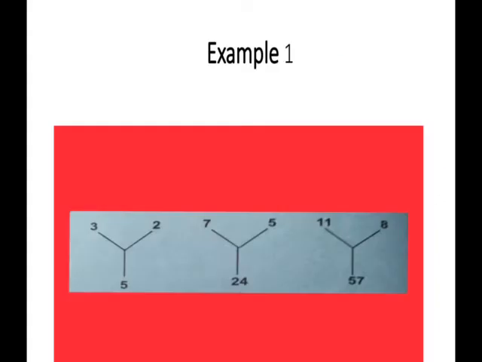Now, this is example 1. And in example 1, we have 3 examples in it. The very first one is a Y-shaped sketch having 3 numbers in it, which is 3, 2, and 5. Then the second one is 7, 5, and 24. Lastly is 11, 8, and 57.